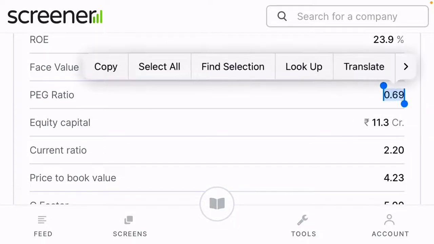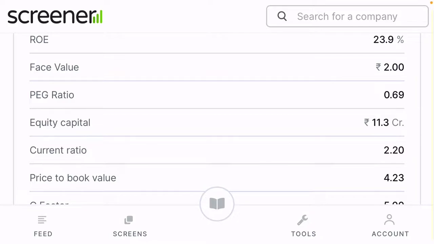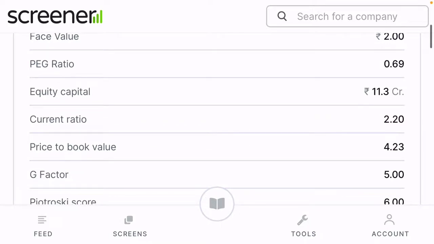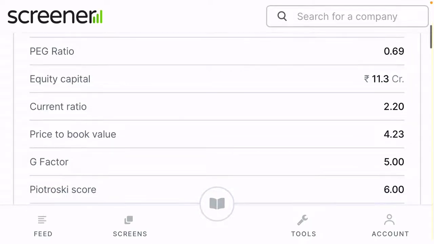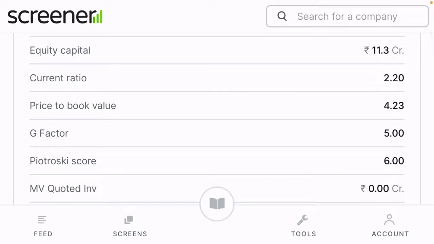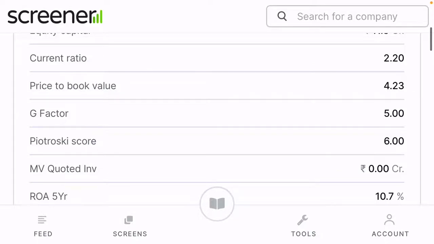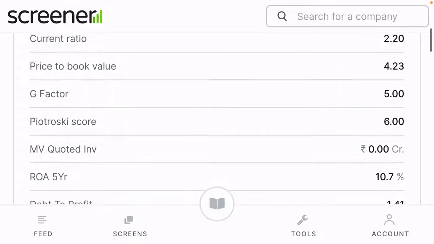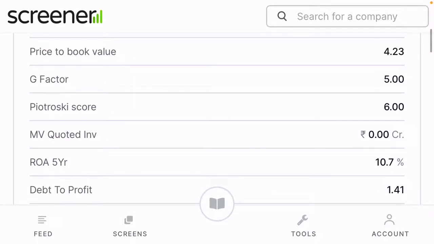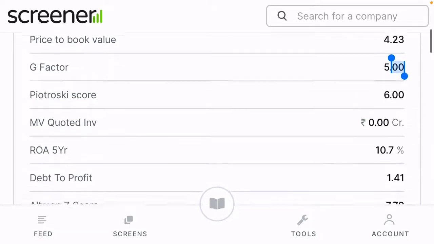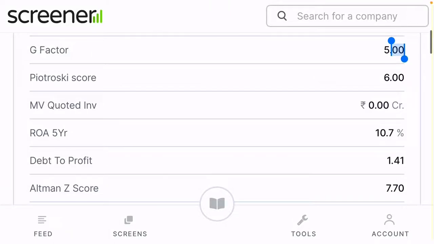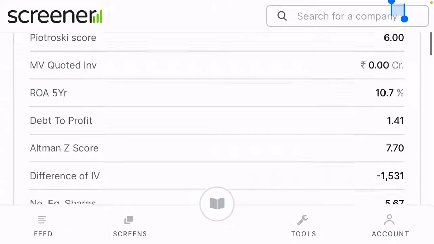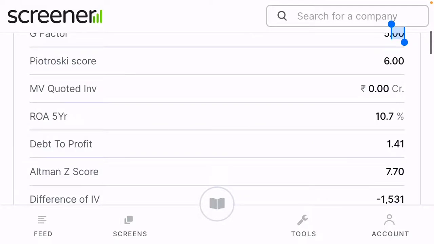PEG ratio 0.69 indicates a very good chance of upward movement in the coming days. Equity capital is 11.3, which is a very good sign. The company's equity capital is well maintained. Current ratio is 2.2, and price to book value is just 4 times the book value. Growth factor 5 is also a very good sign. Usually a growth factor of more than 3 is considered good. Piotroski score 6, and market-cap-to-investment is still nothing. The company doesn't invest too much and focuses on production activity.